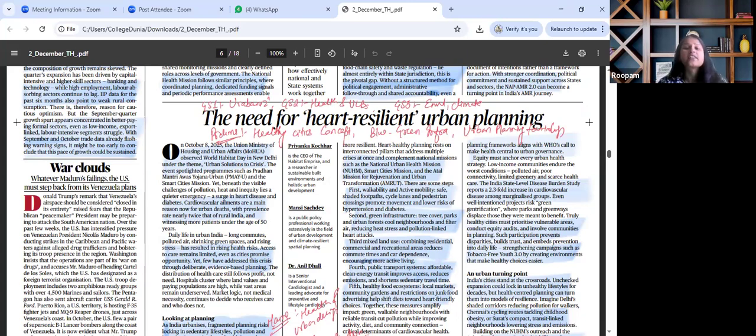The key theme discussed in this particular article is that cities must be redesigned to reduce cardiovascular diseases, which rise through several factors such as pollution and the lifestyle diseases that we are seeing, through the development of green spaces, mobility, and equitable planning.